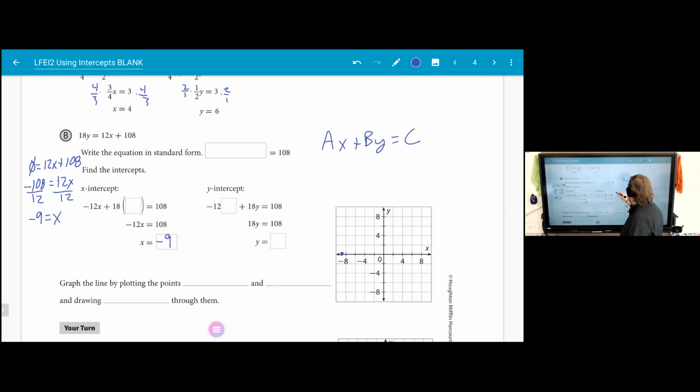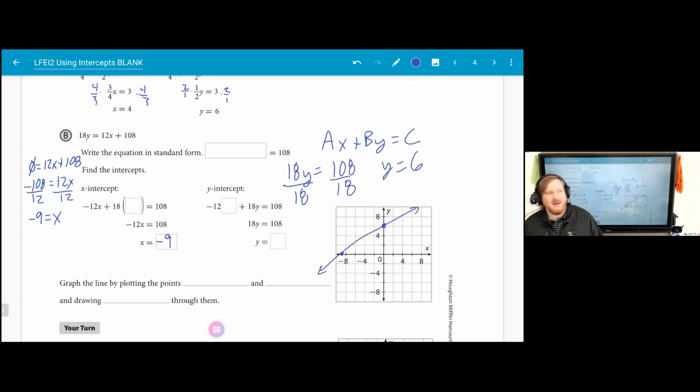If I did the y-intercept, this is 18y equals 12 times 0, because our y-intercept is when x is 0. So this is 18y equals 108. I need to divide both sides by 18. If I do that math real quick, you can double check with a calculator if you need to. 108 divided by 18 is 6. So y equals 6. When x is 0, y is 6. So what do we got to do? We draw the line through them because it's not a line segment, and we put arrows at the end.